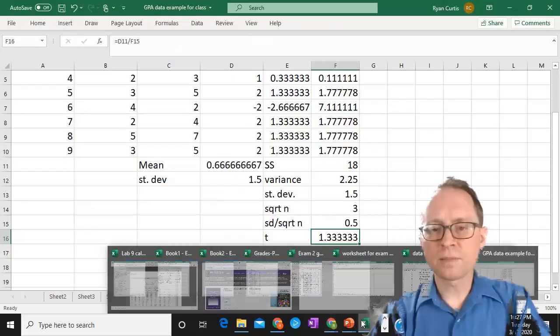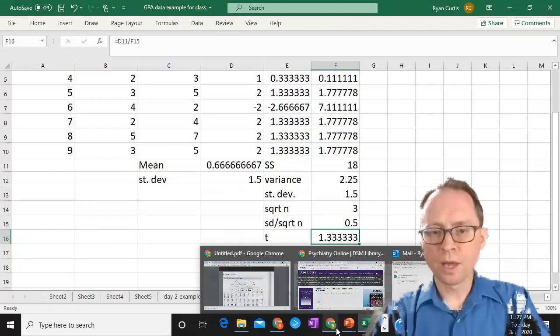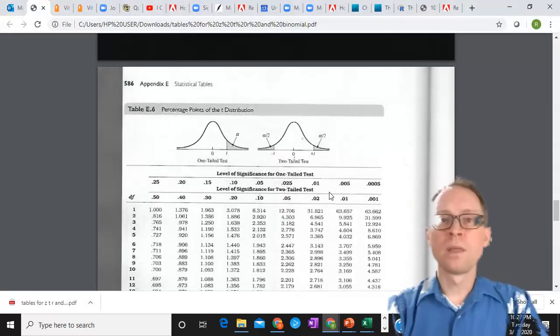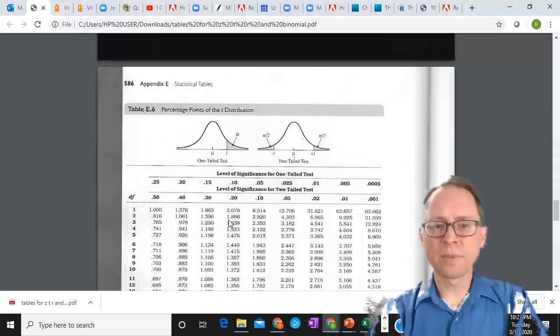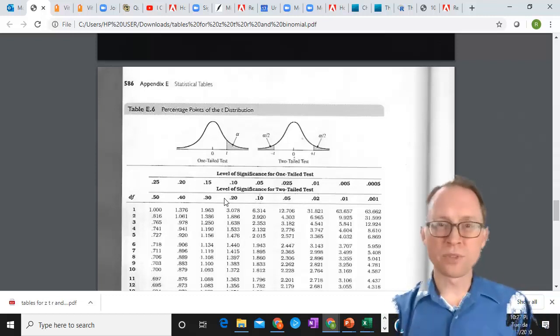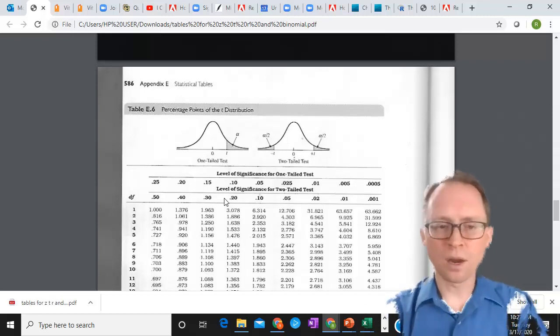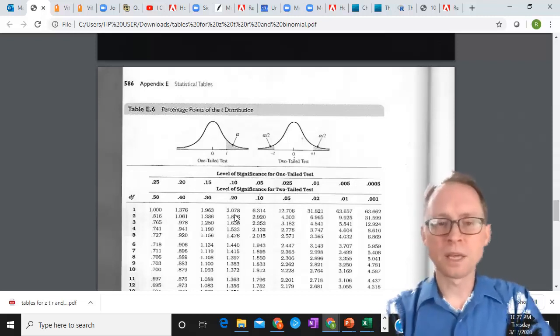Well, to find whether or not we reject or fail to reject, we take t equals 1.333, and we need to look at a table. So here's the table from the book. Now, when we do a paired samples t-test, the degrees of freedom are n minus 1. The reason why is because you're actually working with a difference score. You're not actually thinking about it as two separate samples, and so it's n minus 1. I'm always going to tell you this on an exam: degrees of freedom for a paired samples t-test is n minus 1.